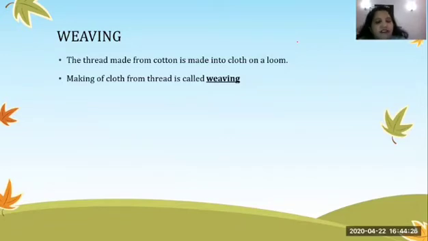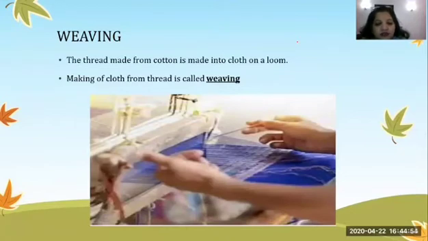As you have learned in the previous class, the process of making thread from cotton is called spinning. So the thread that we collected after spinning is converted into cloth on a loom, and it is called weaving. So basically, when we convert thread into cloth, it is through the process of weaving. Now in this picture you can clearly see how the thread is converted into cloth on a loom, and this process is called weaving.